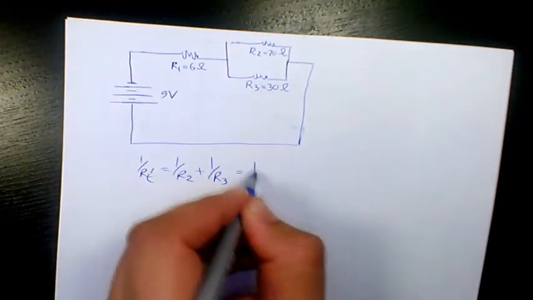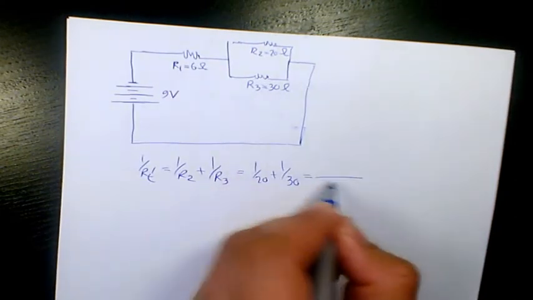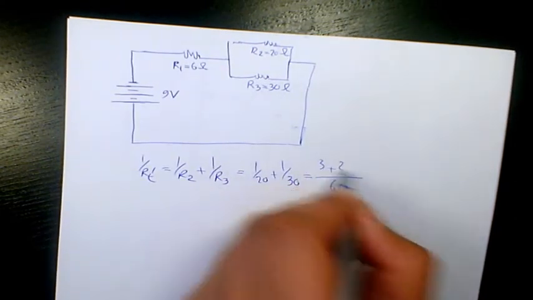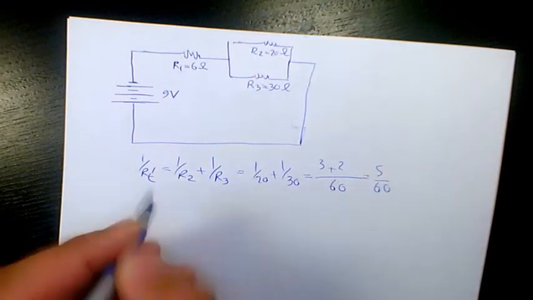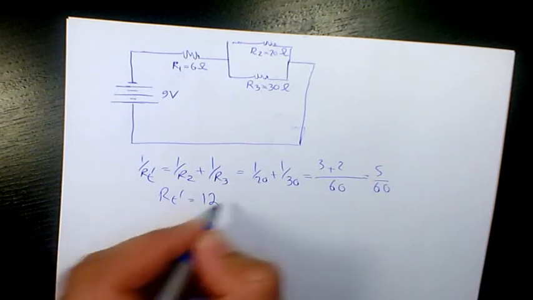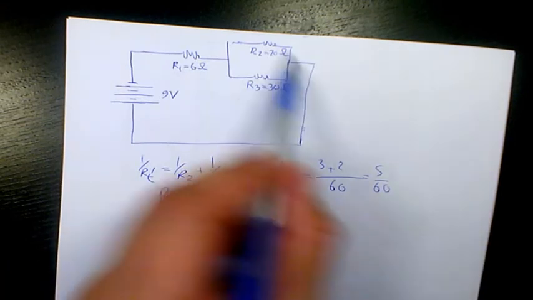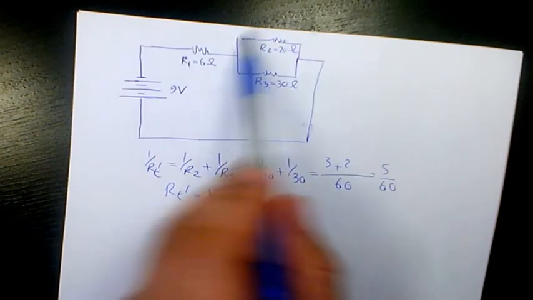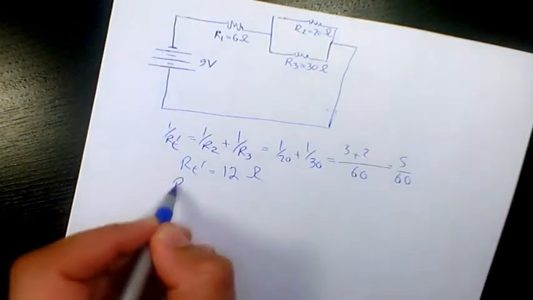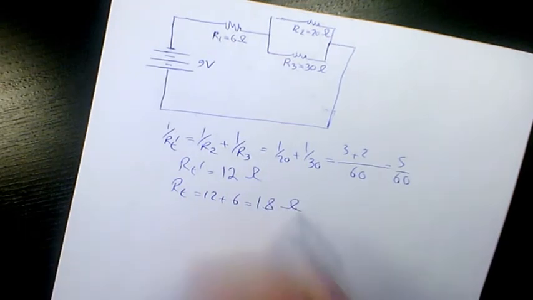So that will be 1 over 20 plus 1 over 30. That's going to give us 3 plus 2, 5 over 60. So R2 prime is going to be 60 divided by 5, which is 12. Then we have in series this one and this one. So RT will be 12 plus 6, which is 18.